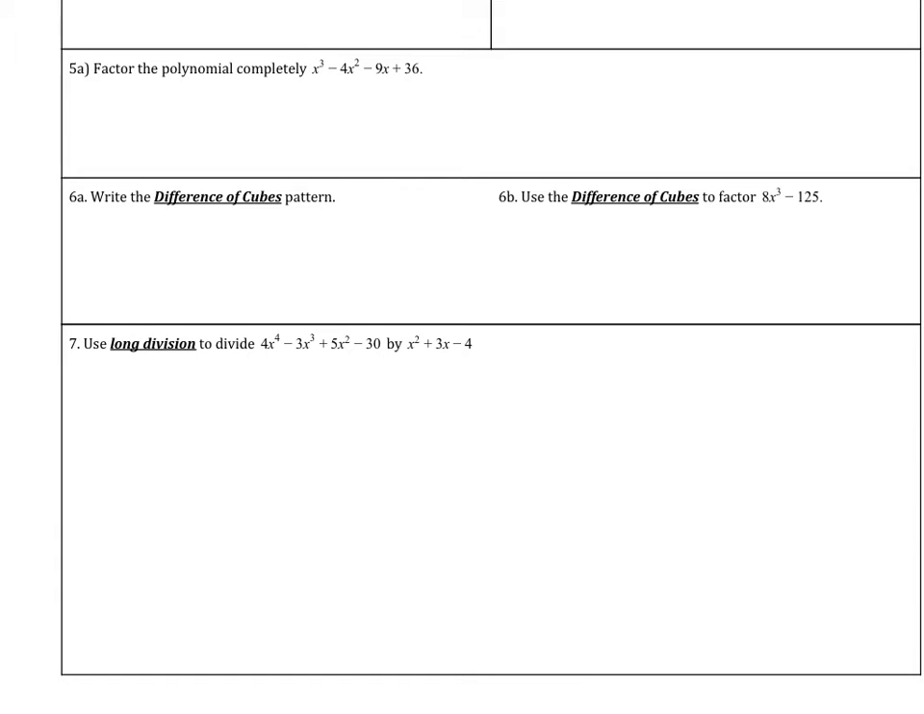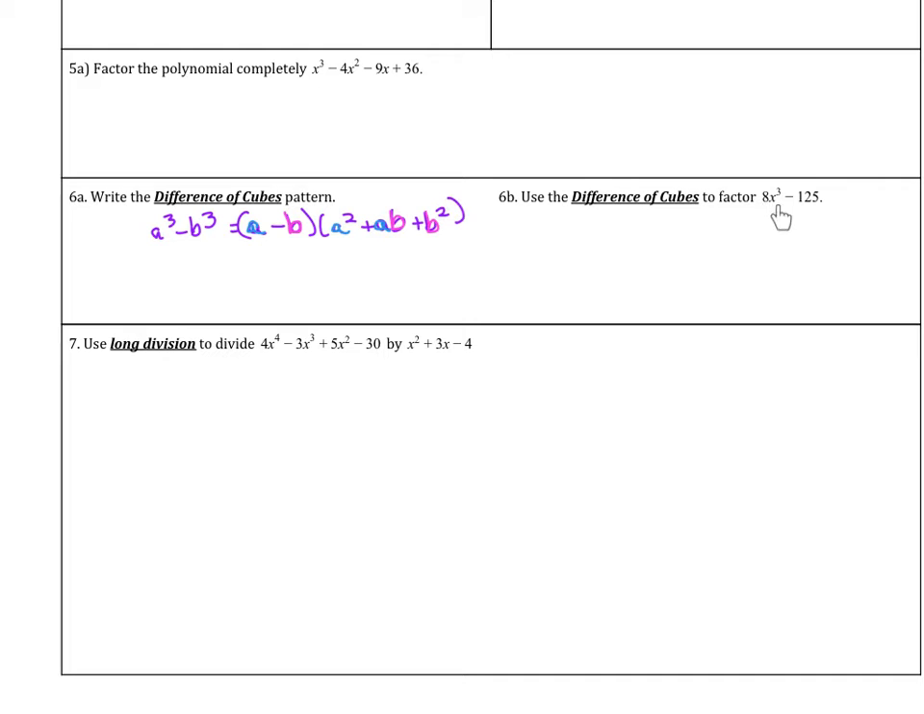Here's problem number 6, where we're using the difference of cubes pattern in order to factor. So that difference of cubes pattern is a cubed minus b cubed, and so it is a minus b times a squared plus ab plus b squared. Okay, so again, the very first thing you want to do when you're using a difference of cubes pattern is write it as an a cubed minus b cubed pattern. Here, a cubed minus b cubed.